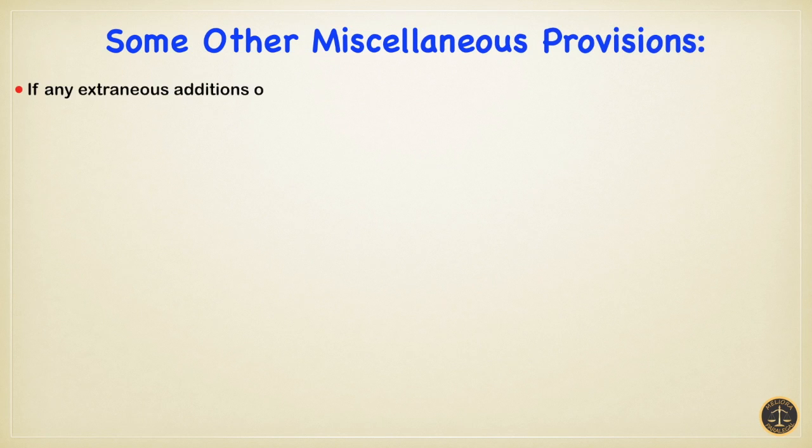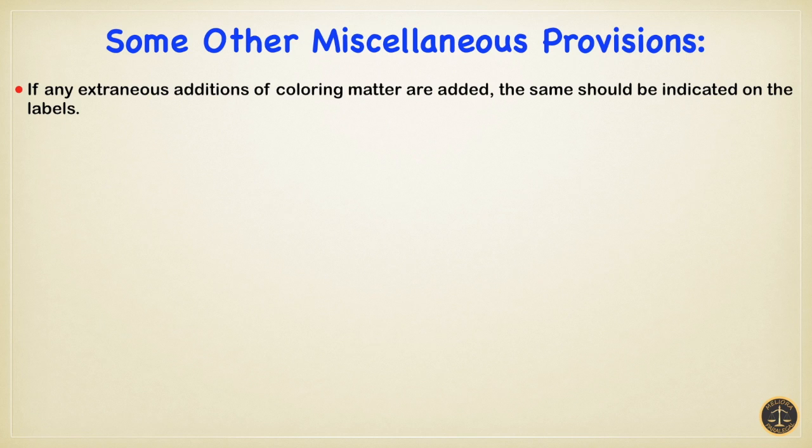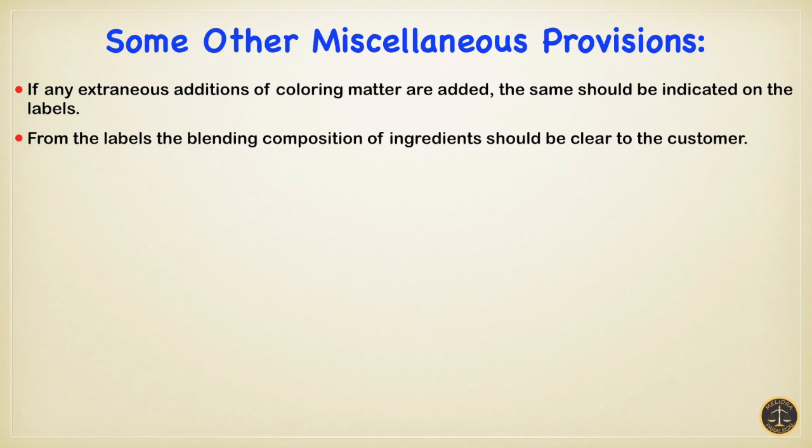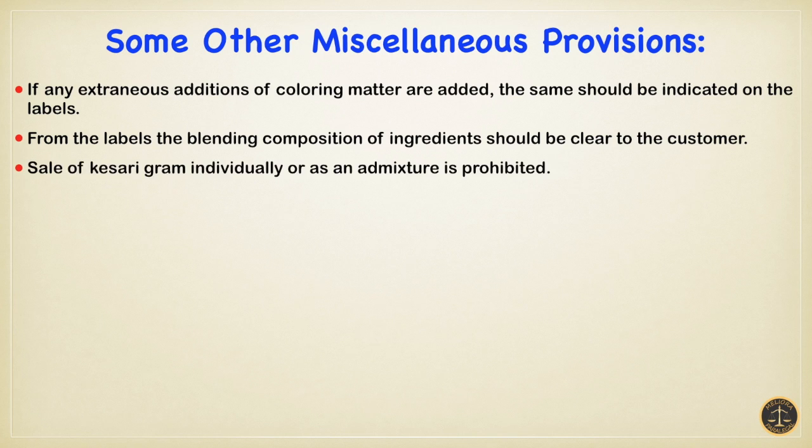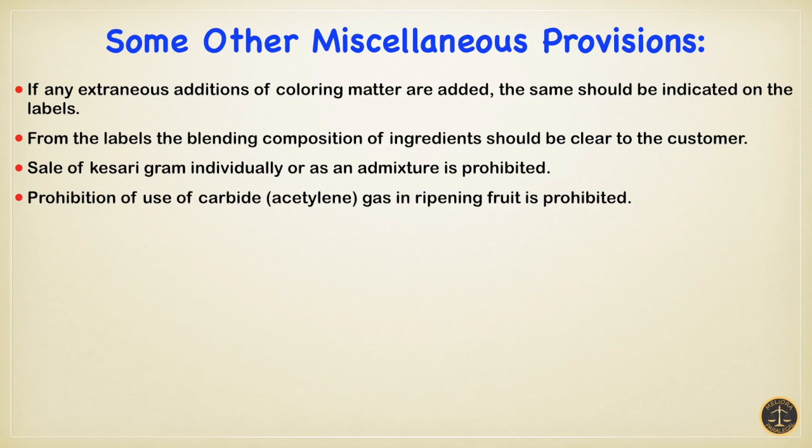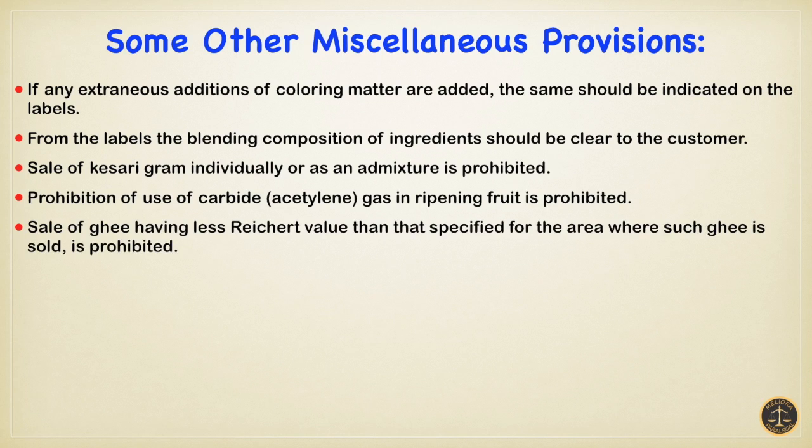Now, some other miscellaneous provisions. If any extraneous coloring matter is added, the same should be indicated on the labels. From the labels, the blending composition of ingredients should be clear to the customer. Sale of kesari gram individually or as an admixture is prohibited. Use of carbide acetylene gas in ripening fruit is prohibited. Sale of ghee having less Reichert value than that specified for the area where such ghee is sold is prohibited.